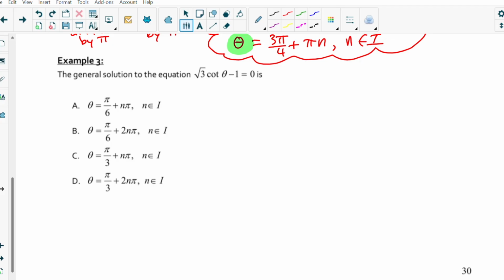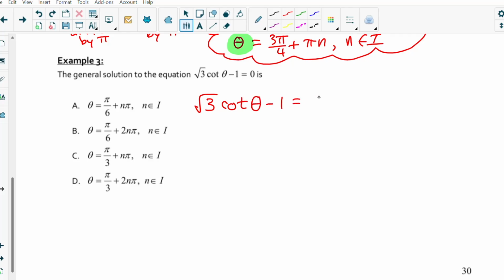Example 3. The general solution to the equation square root of 3 cotangent of theta minus 1 equals 0 is, okay, so we got a cotangent. I am wary or suspicious here because when you have tangent, you know that the period is pi radians, right? And cotangent, because it's the reciprocal of the tangent function, that also varies by pi radians. So I'm going to suspect that there's going to be a general solution that we need to shrink down and write more efficiently. So let's solve this.